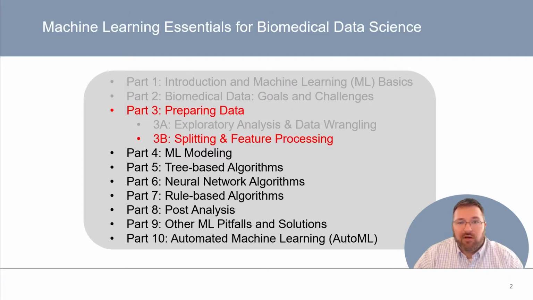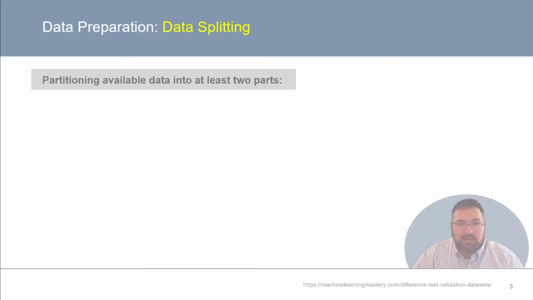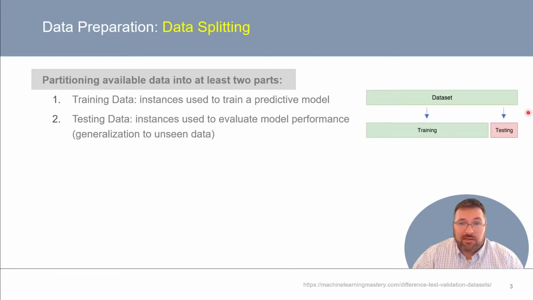In our last video, we covered the first half of our data preparation section, with focus on exploratory analysis and data wrangling. So now we're moving on from data wrangling to discuss data splitting, another key aspect of data preparation. Data splitting refers to the partitioning of available data into two or more parts. The most fundamental form of data splitting involves partitioning data into training and testing sets. The training partition includes the instances that will be used to train a predictive model, and the testing partition includes the instances that will be used to evaluate the model's performance on data that it previously has not seen.